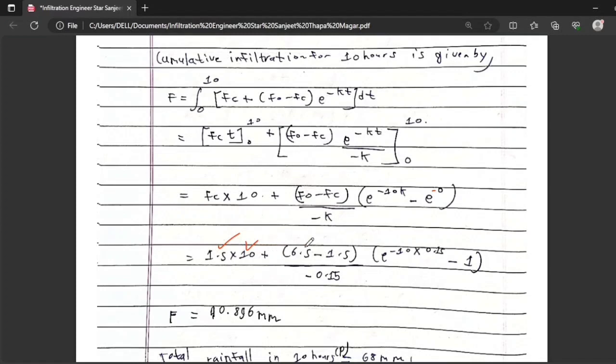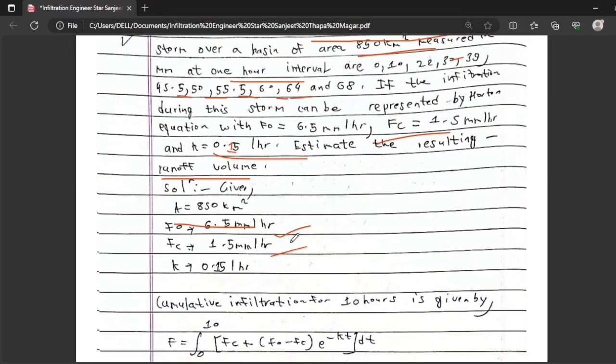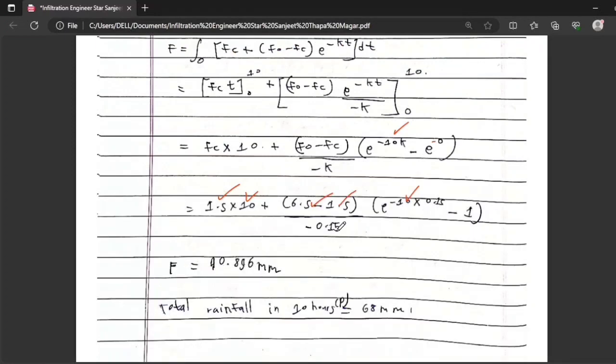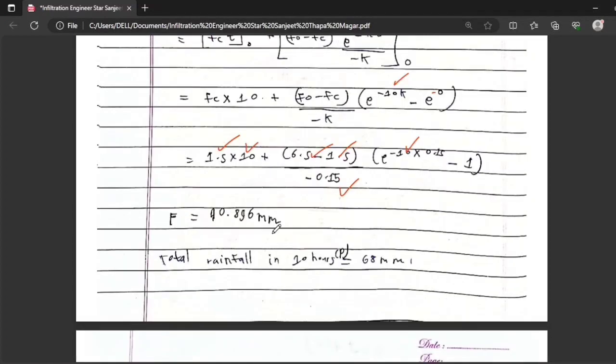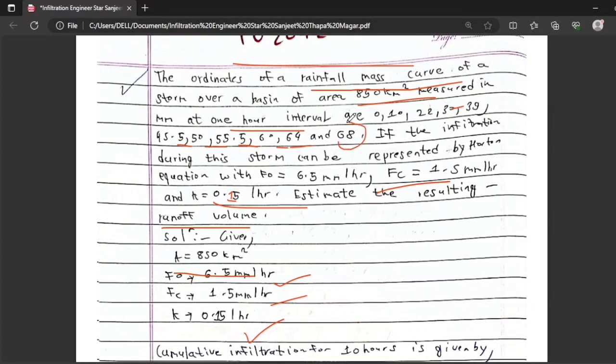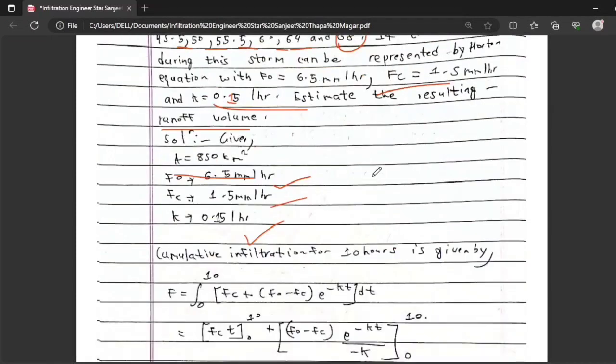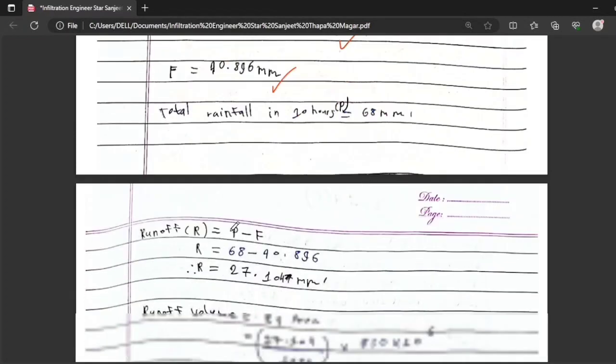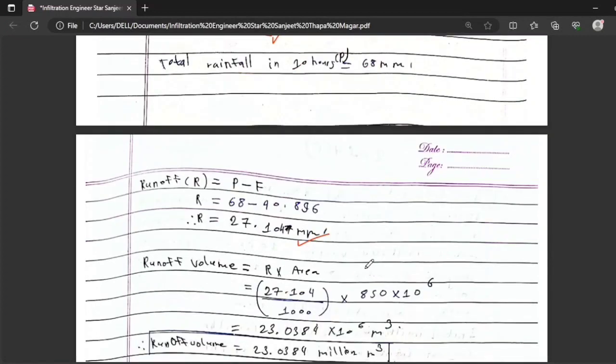And f naught and f c were 6.5 and 1.5, and the value of k was 0.15. So F is 40.896 millimeter. Total rainfall in 10 hours is given by this 68. So runoff is total rainfall minus this infiltration, that is 68 minus 40.896, that is 27.104 millimeter. We need to calculate the runoff volume.